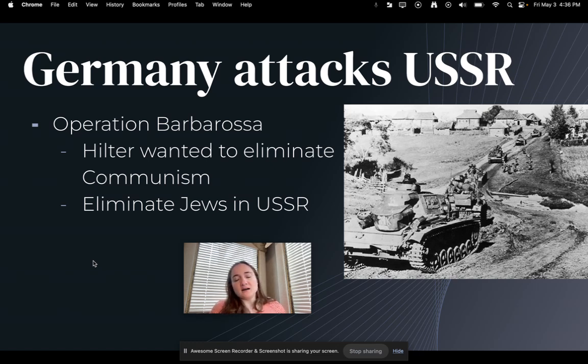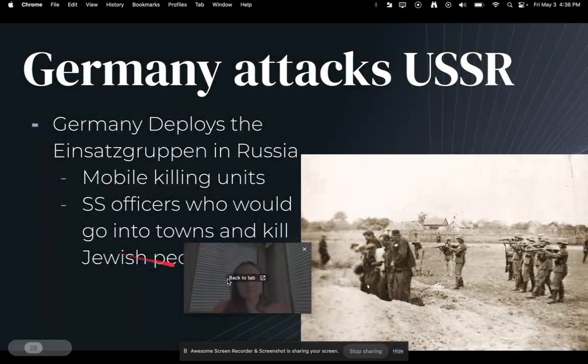So the attack on Russia is called Operation Barbarossa, and that's where Hitler wanted to eliminate communism. He wanted to take over Russia. He hated communism. He wanted to overthrow the communist government in Russia. And he also wanted to eliminate any Jewish person residing in Russia.